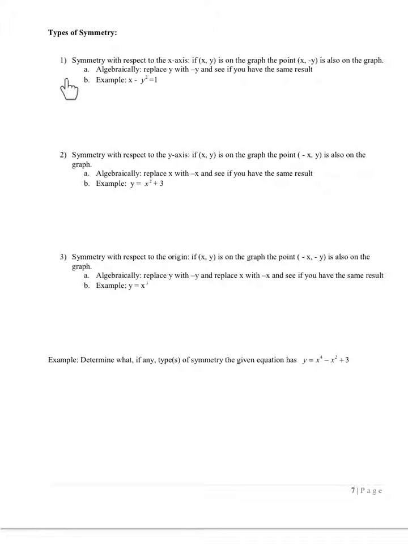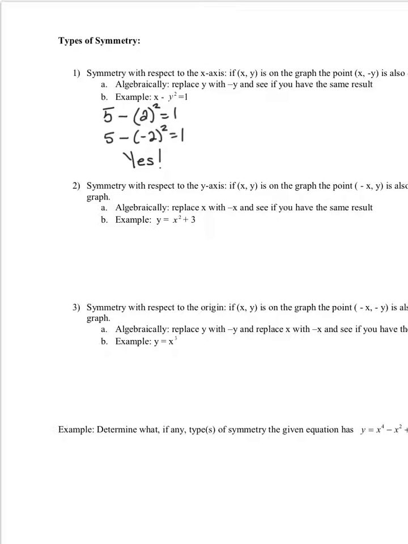First, let's take a look at symmetry with respect to the x-axis. If the point x, y is on the graph, the point x, negative y is also on the graph. So we can determine this algebraically by replacing y with negative y in the equation and seeing if you have the same result. So let's try that. In this example, we use the point 5, 2.